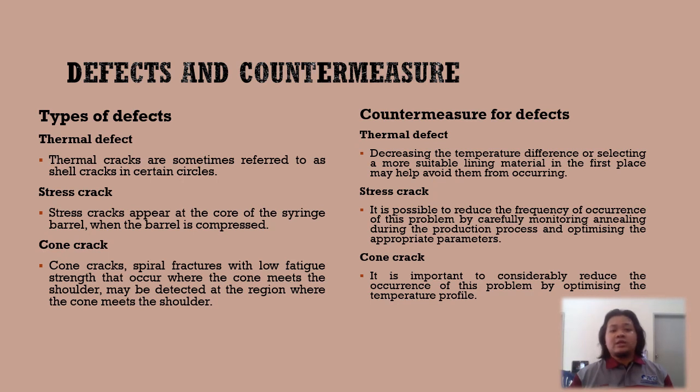Next are the countermeasures. Thermal defect: decreasing the temperature difference or selecting a more suitable lining material in the first place may help avoid this from occurring. Size crack: it is possible to reduce the frequency of occurrence of the problem by carefully monitoring and handling during the production process and optimizing the appropriate parameters. Cone crack: it is important to considerably reduce the occurrence of this problem by optimizing the temperature profile.